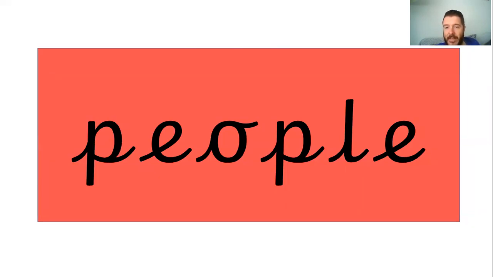Now, this one is one that I know we often spell incorrectly because it's a bit of a funny word. What's this word? It's people. People. What's the tricky parts in people? Well, first of all, it's the O, isn't it? And it's the E. Okay? Because the O, the E and the O in people make an E sound.